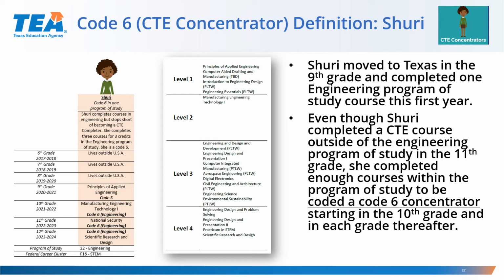Keep in mind that courses taken outside of a program of study, such as math or science courses, do not adversely affect students' CTE indicator codes. Districts should not discourage students from taking advanced CTE courses for academic credit.